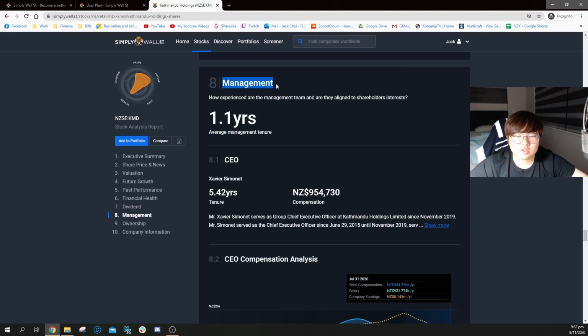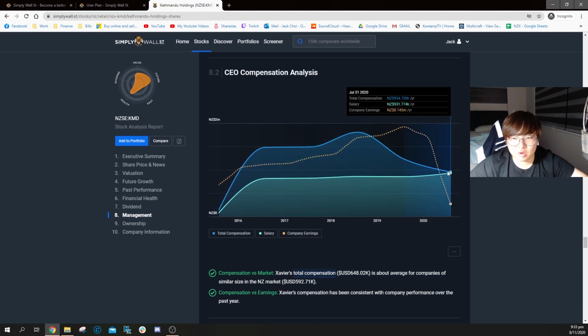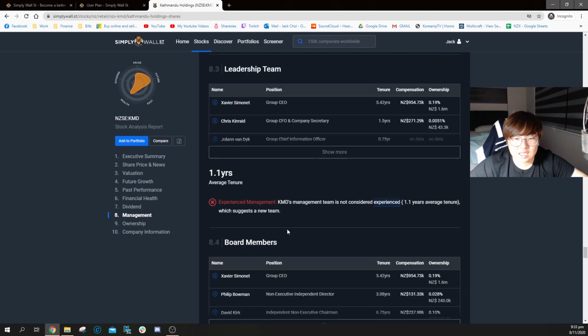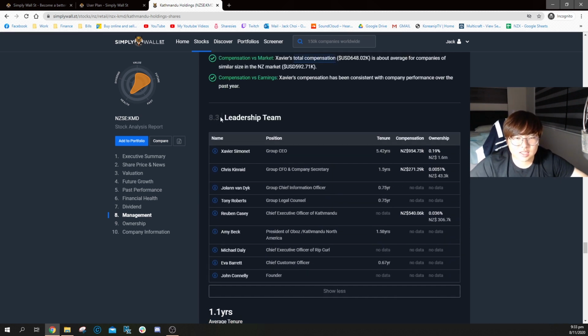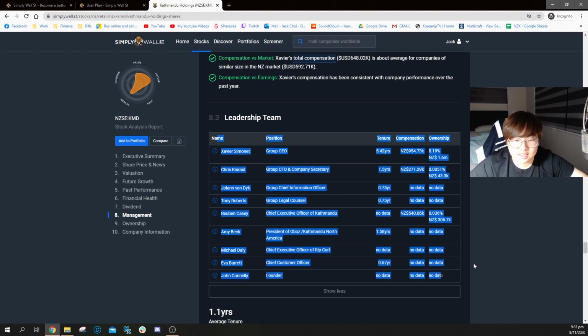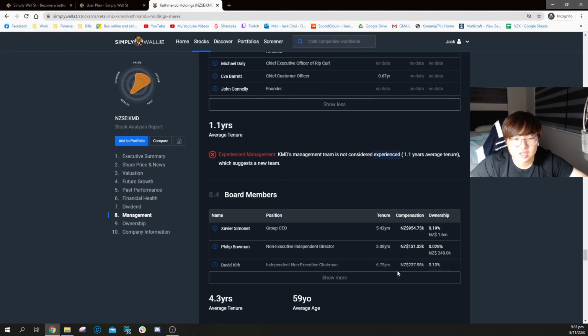Then you get into some generic, nice to have information that's not necessarily too important, like how much the CEO gets paid, and the trend of the CEO's pay alongside the company earnings. If the CEO is earning more and the company is earning less, then obviously there's a problem there. You see the leadership team, like the execs, and how much they own and how much they get paid, if there's information about it.